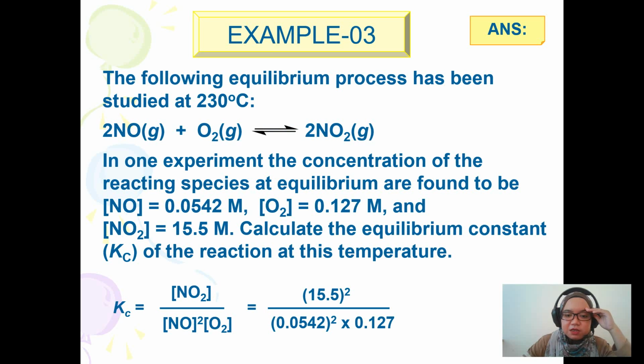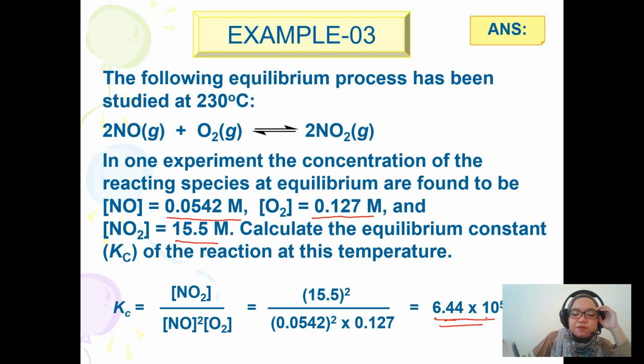This one is the same. The question is the same. So the following equilibrium process has been studied: nitrogen oxide plus oxygen gas to form nitrogen dioxide. In one experiment, the concentrations of the reacting species at equilibrium are found to be 0.0542 molar and 0.127 molar respectively. So calculate the equilibrium constant Kc. Just substitute all the values that were given into the expression to get the Kc value. So this is the Kc value.